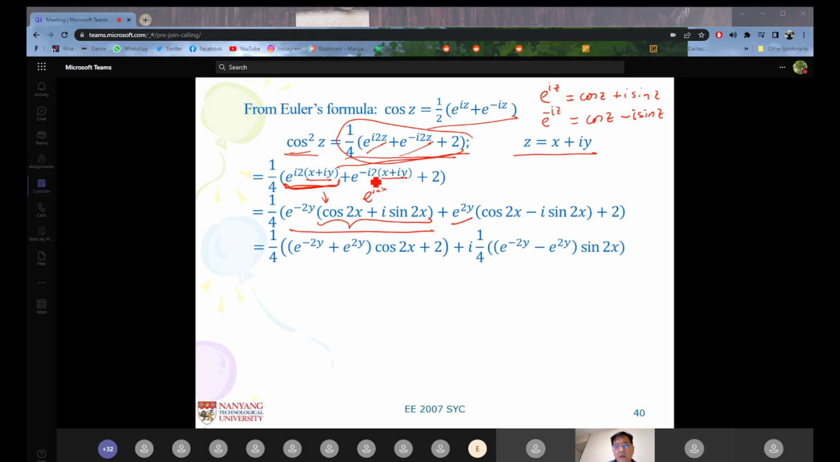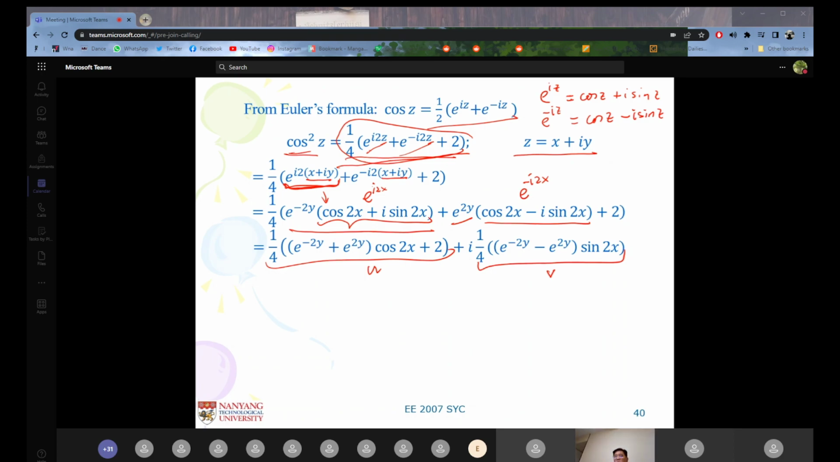And then we are left with e to the power of minus i2x. In terms of rectangular representation, this polar representation will give you cosine 2x minus i sine 2x. And 2 is just a constant, so no problem with that. From here, I will group all the real part together and all the imaginary part together, and I will get this. So this becomes my V, this becomes my U. U in terms of x and y, V also in terms of x and y.